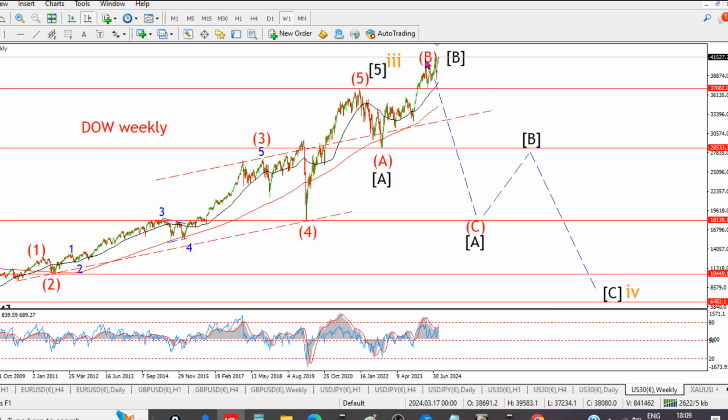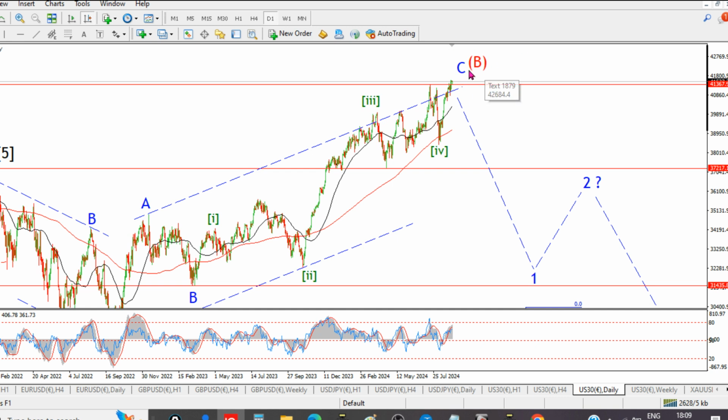We've got weekly count here. So this is wave B in red or wave B in black. You can see there's 2 degrees there, depending on how it works. I can't actually tell. I'm beginning to favor that larger degree wave B, which is probably even more catastrophic for the market in the short term anyway. Let's go to the daily count.